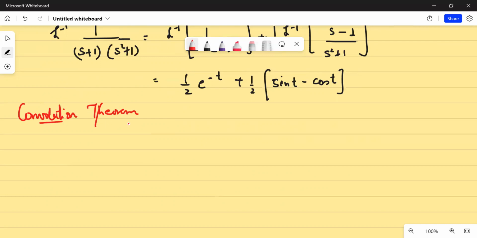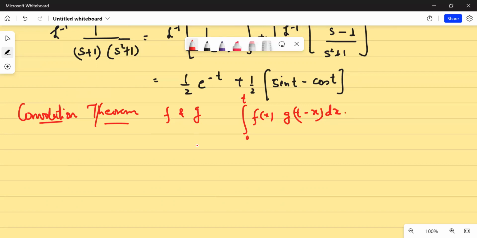So the convolution of two functions f and g is given by the integration from 0 to t of f(x) g(t minus x) dx. This was it. If you use the convolution theorem also, you can do the same thing. According to the convolution theorem, if you remember, the convolution of f and g is defined by f(x) into g(t minus x) dx.